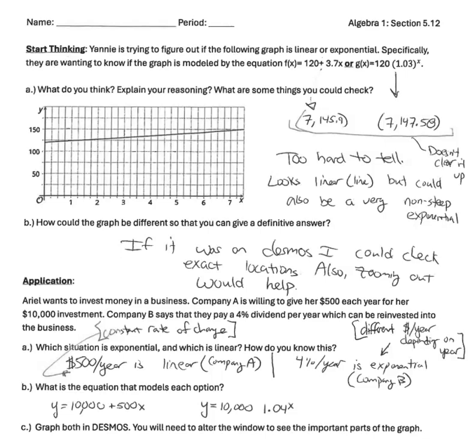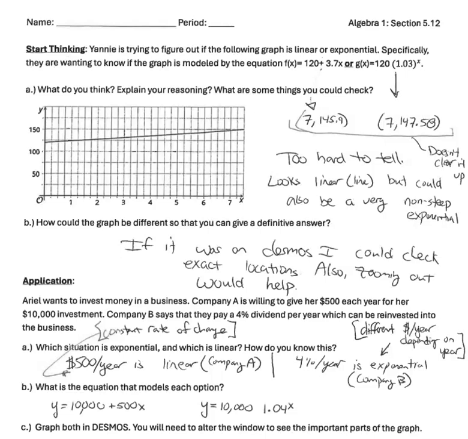Now, originally, if I had to pick between which one, because it says, what do you think? Explain your reasoning. What are some things you could check? I would originally think that this one was going to be f of x because it looks very much like a straight line. If you actually look into it though, g of x, even though it's exponential, is barely curved at first. And if you actually graph this over this certain window that they're showing here, it almost looks flat as well. So that's not good enough.